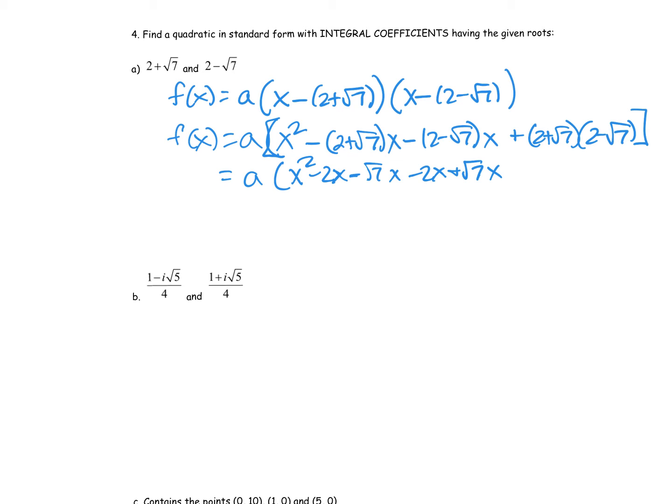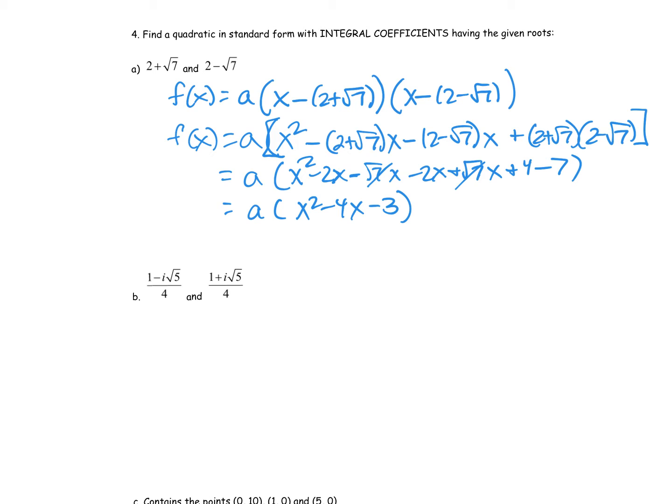And then let's FOIL out the constant term. Luckily, it's a difference of squares, so the middle term will cancel. So it's plus 4 minus 7, because root 7 times root 7 is 7. Okay. And so the radicals are canceling, which is great. So it's x squared minus 4x. 4 minus 7 is negative 3.